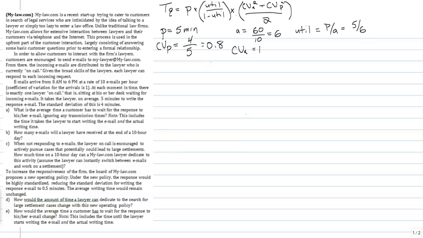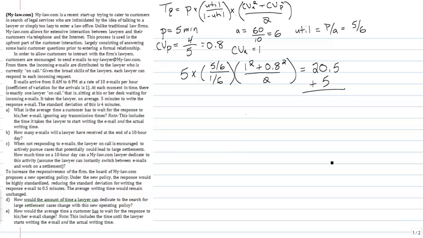Now we can plug all these into the equation above. 5 times the utilization of 5/6 over 1 minus the utilization to get 1/6, times 1 squared plus 0.8 squared, all over 2. You solve this out and you get a waiting time of 20.5 minutes. The customer also must wait for the 5 minutes that the lawyer is writing his response, so it's actually 25.5 minutes before the response gets to his inbox.